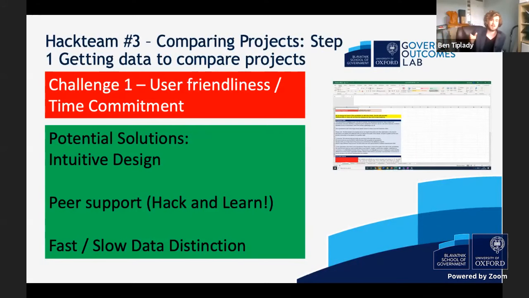So challenge 1, as you can see on the screen, is the user friendliness of the Excel file. This was something that a lot of the people in our challenge group identified. Things like just the color scheme that you're met with when you get onto the first page of the data input tool, but also things like the hack and learn, of supporting your peers through the process of putting together a bunch of data sets.